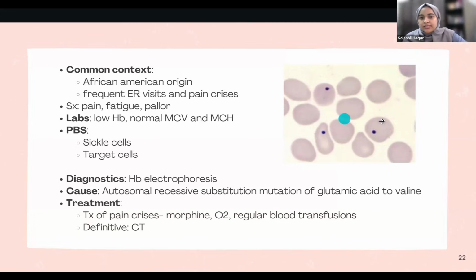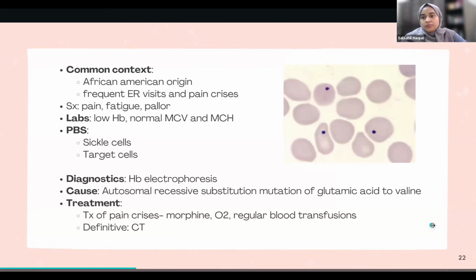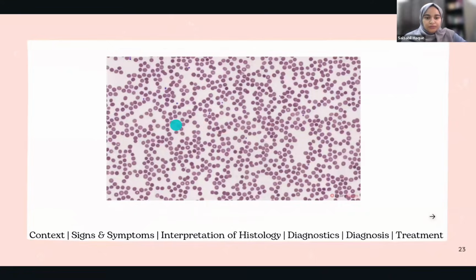What happens is you start seeing these abnormal cells, which would otherwise be caught by the spleen, but now are not being caught by the spleen. So you can see Howell-Jolly bodies, and this is very specific for hyposplenism. Okay, so now what can you see here?